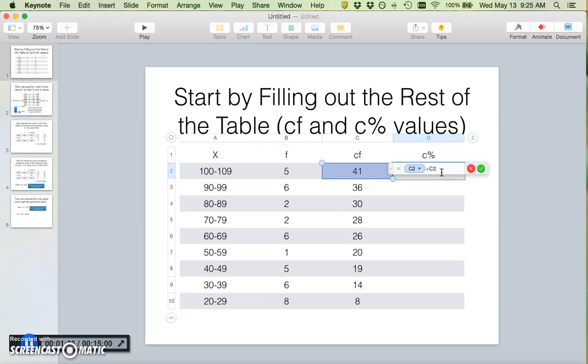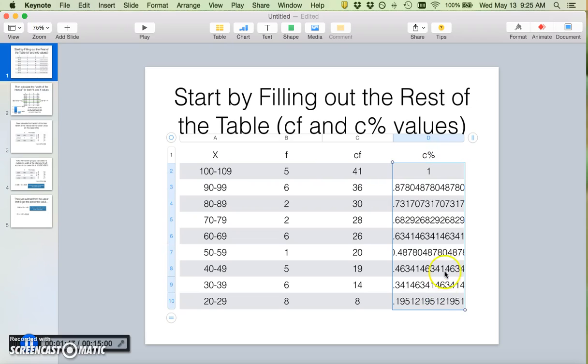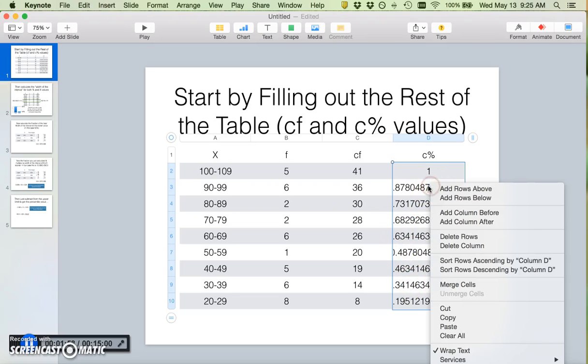So you want to put in a $ sign here and a $ sign here. This means basically stay on this value. Don't jump around. That's what those $ signs are doing. And then we're going to drag down. This gives us some horrendous looking results, but you can see it kind of looks like what we expect. That's 87, 73, 68. These are the values that we had before. We just need to format them.